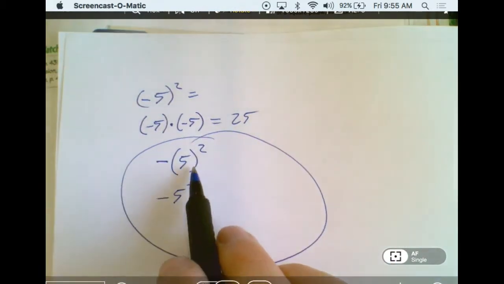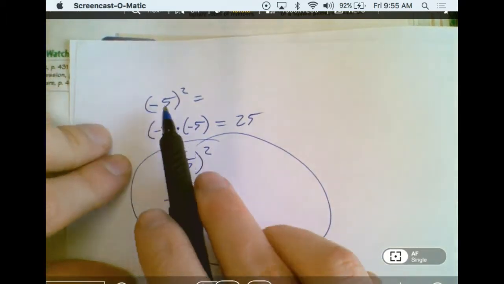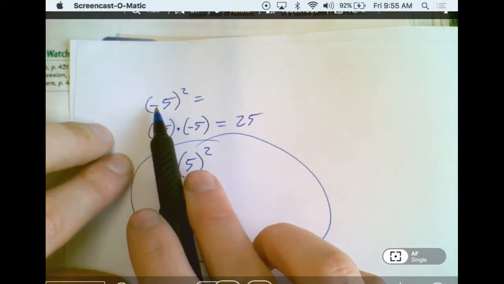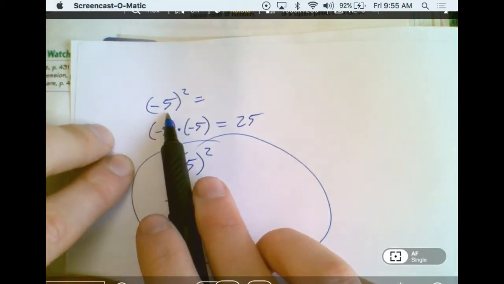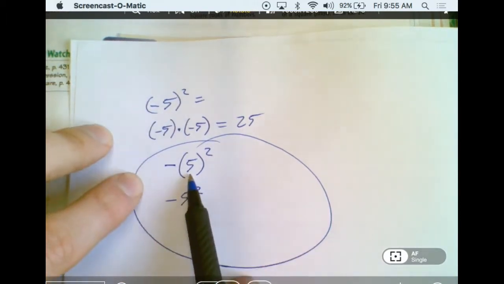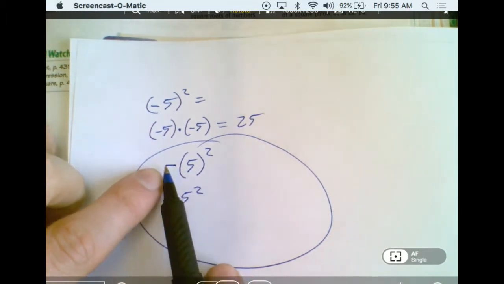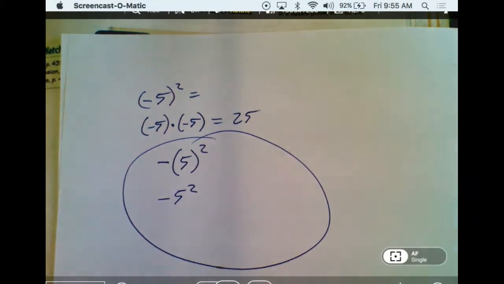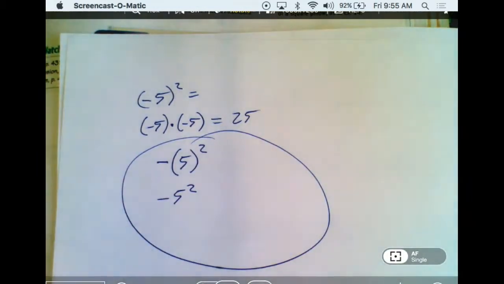The parentheses in these examples look different than the parentheses here. These parentheses say, hey, it's negative 5 times another negative 5. This parentheses isn't a negative 5 squared, it's actually a 5 squared first. Why is that? Because of order of operations.